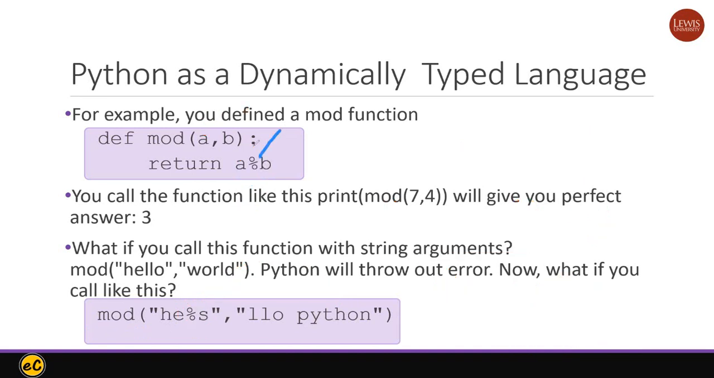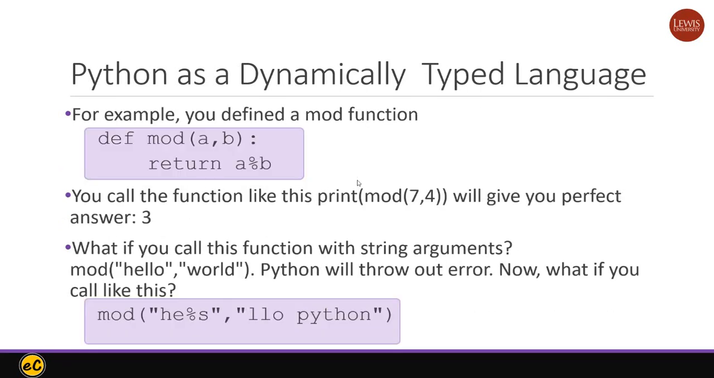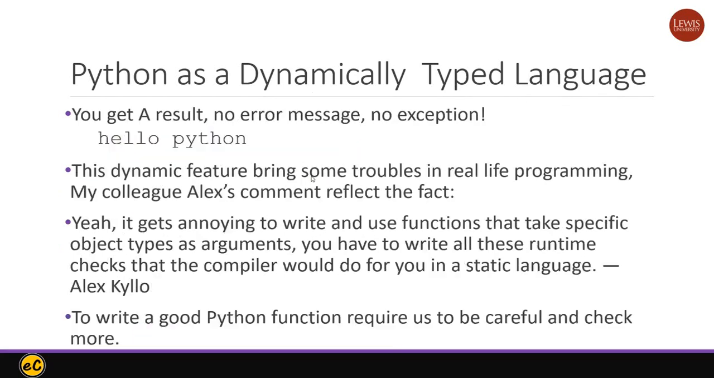So this percentage actually has to depend on your runtime type to determine what operation it is. Okay, if it's 7 and 4, it will be 7 modulus by 4. If it's strings, then it will be a formatted string, with the string replacing the percentage S. Okay, containing the string and format string. You'll be running and get hello Python. Okay, and these are the concept of a dynamic type language. You don't know about the type until you run it.